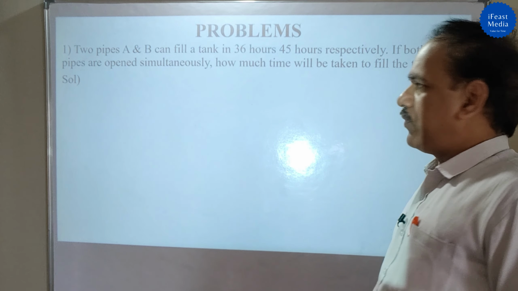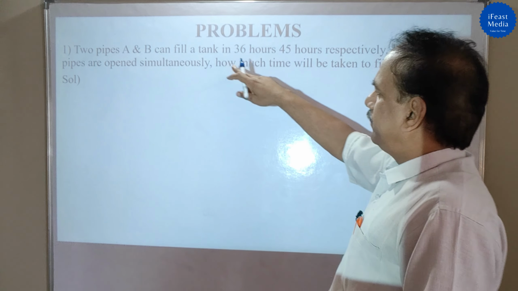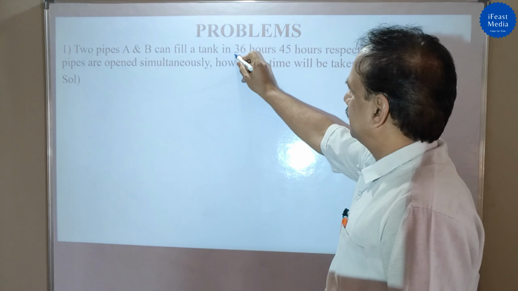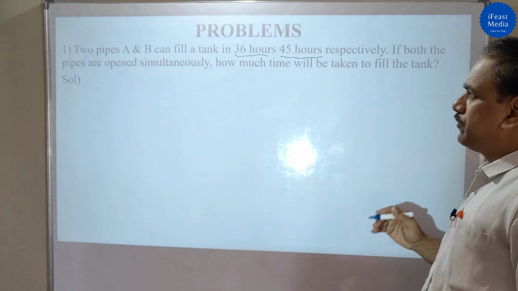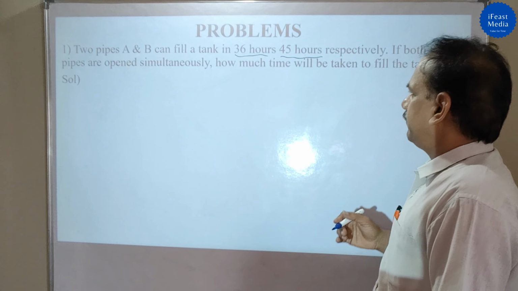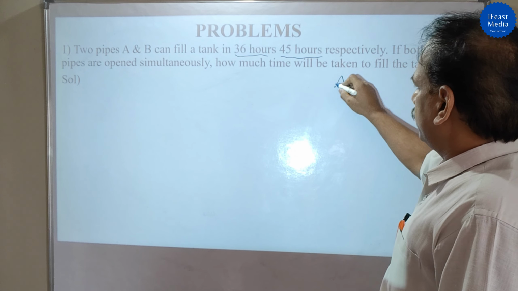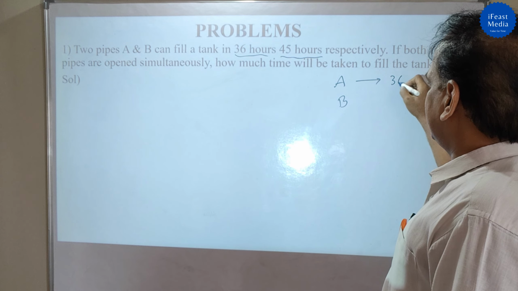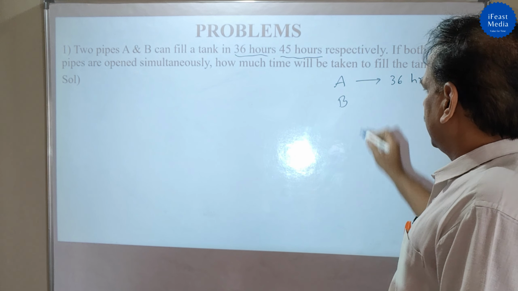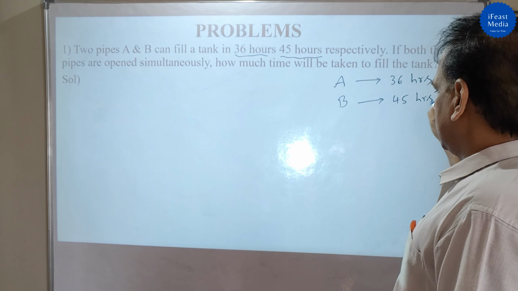Now let us see some problems on pipes and cisterns. Two pipes A and B can fill a tank in 36 hours and 45 hours respectively. Both the pipes are opened simultaneously. How much time will it take to fill the tank? So you have two taps, A and B. A fills the tank in 36 hours. B fills the tank in 45 hours.